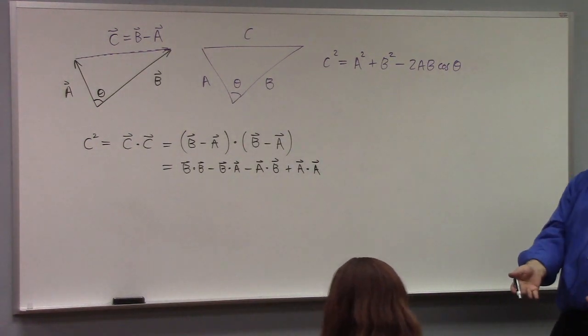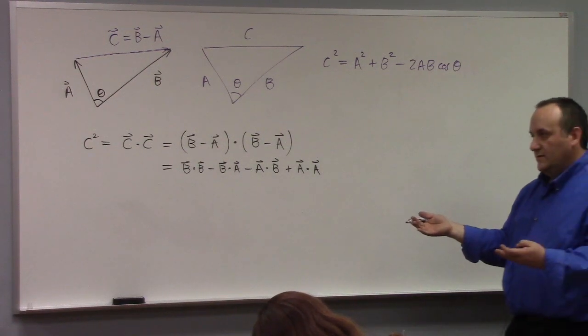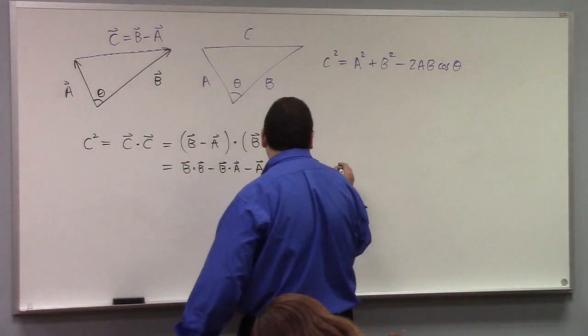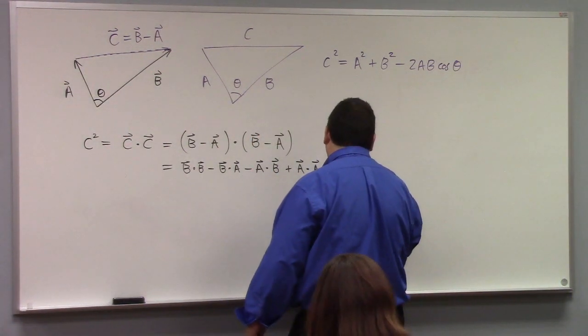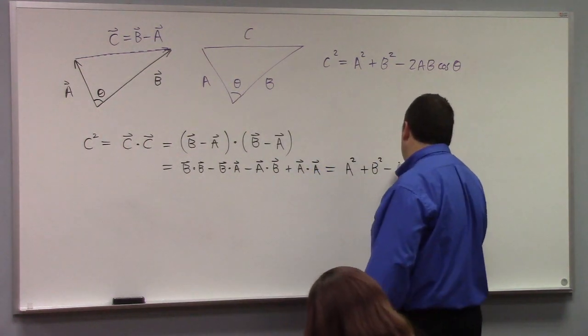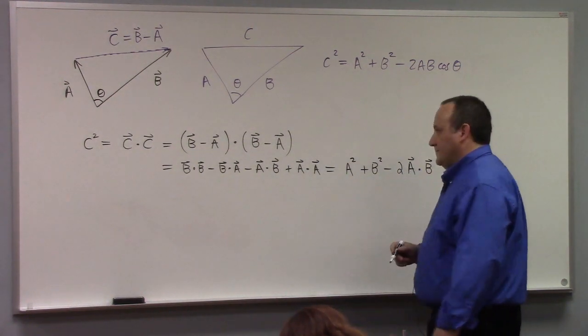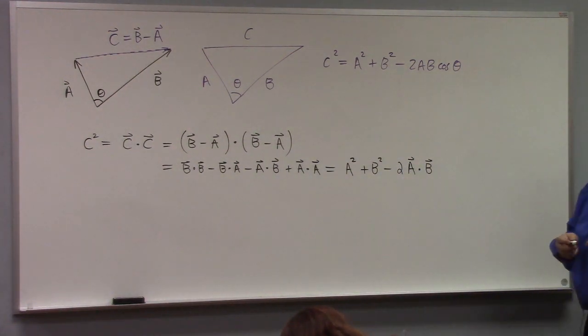But we can simplify this, right? B dot B is B squared. A dot A is A squared. So lo and behold, we've got A squared plus B squared minus 2 A dot B, right?